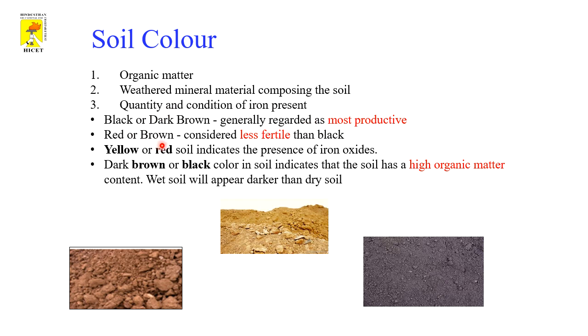Red and brown color is also fertile soil but less so when compared to black soil. Yellow and red soil indicate the presence of iron oxides. Brown and black color soils indicate, as I already said, a high amount of organic matter. That's why they appear dark in color when compared to light color soil. So this is all about the physical properties of soil.